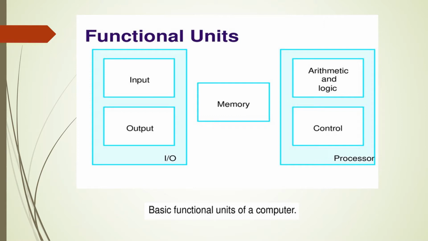This block diagram gives you a pictorial representation of the functional units of a computer system. You can make out here an input module and output module. Together we will call it the IO module. Memory unit, arithmetic and logic unit, control unit. The arithmetic and logic unit and control unit together we call the processor.